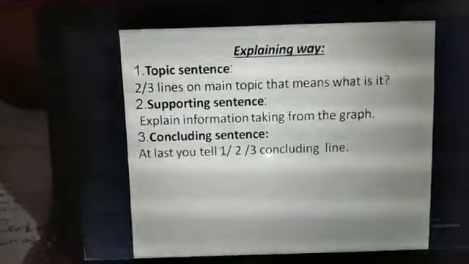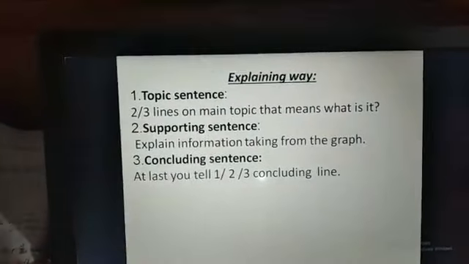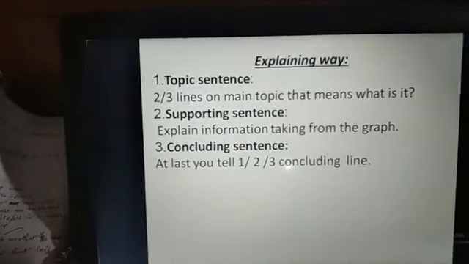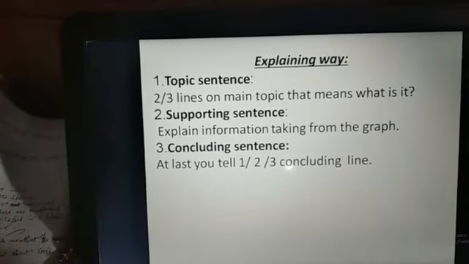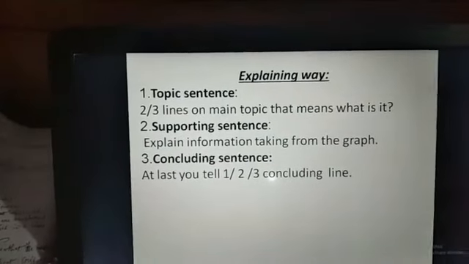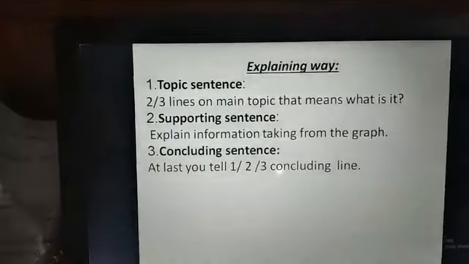That means when we explain a graph and chart, we must focus on these 3 terms. One is the topic sentence, another is the supporting sentence, and number 3 is the concluding sentence. The topic sentence is the sentence associated with the topic. That means we will express 2 or 3 lines on that topic.